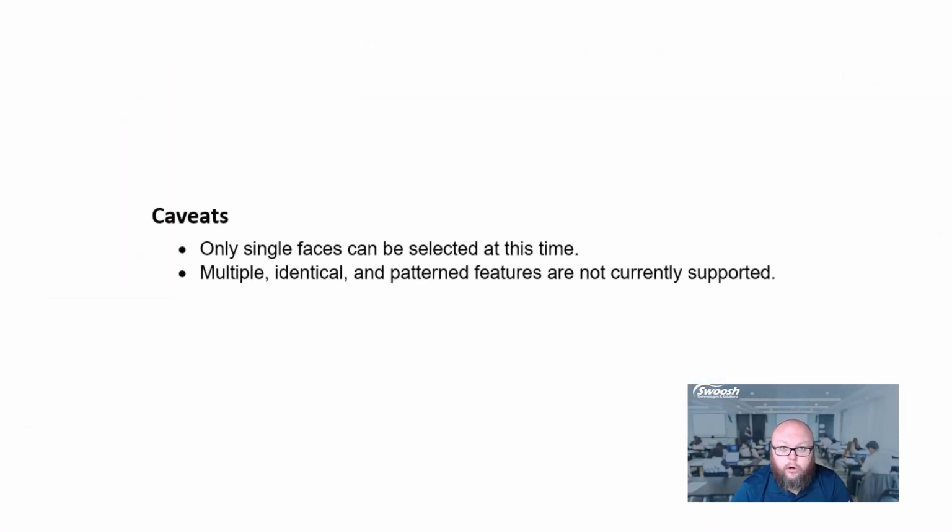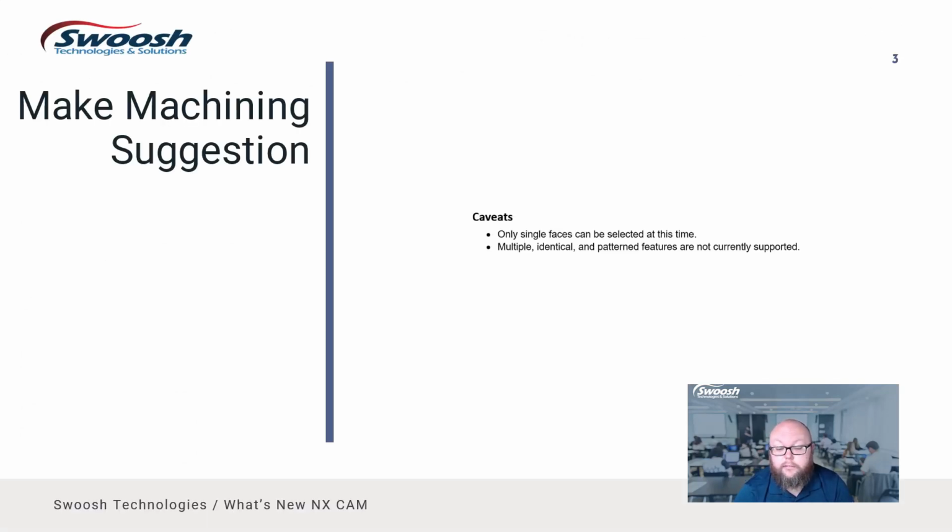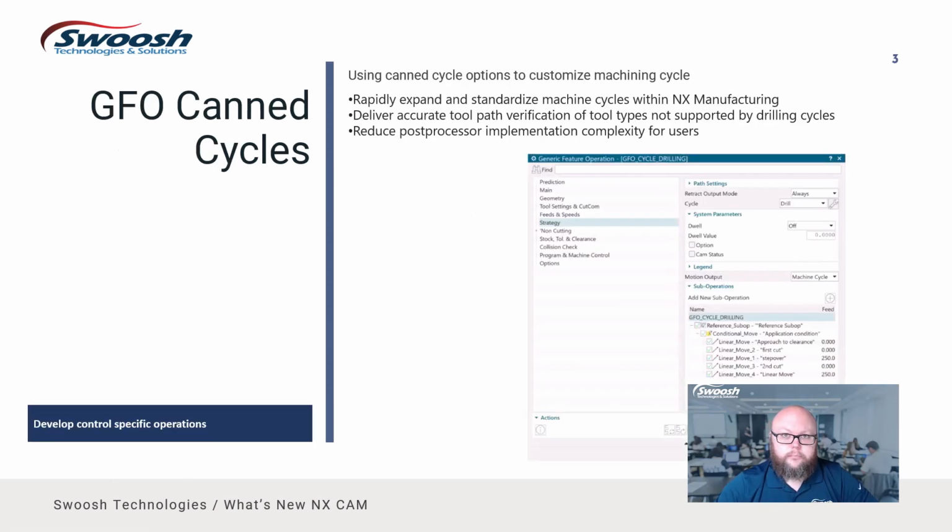Currently, we're only allowing single faces to be selected. The features do identify adjacent surfaces to know, are we looking at cutting floor geometry and the surrounding wall geometry. But as we progress further with this feature, we'll see a little bit more relaxed rules in machining suggestions.